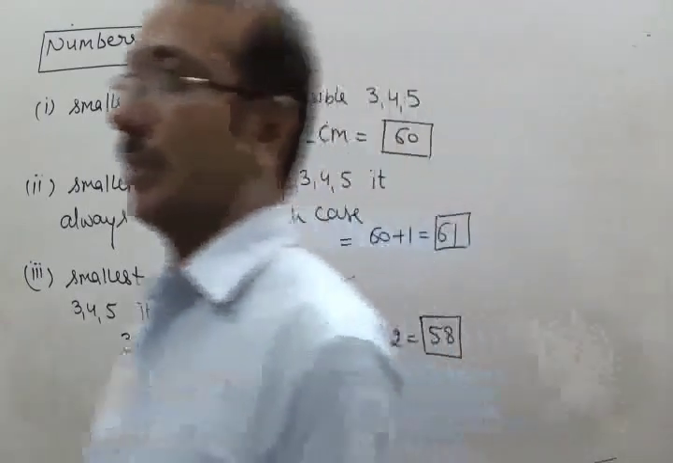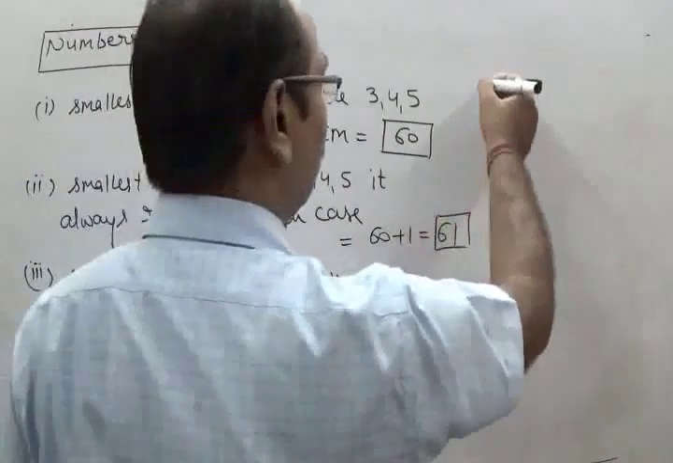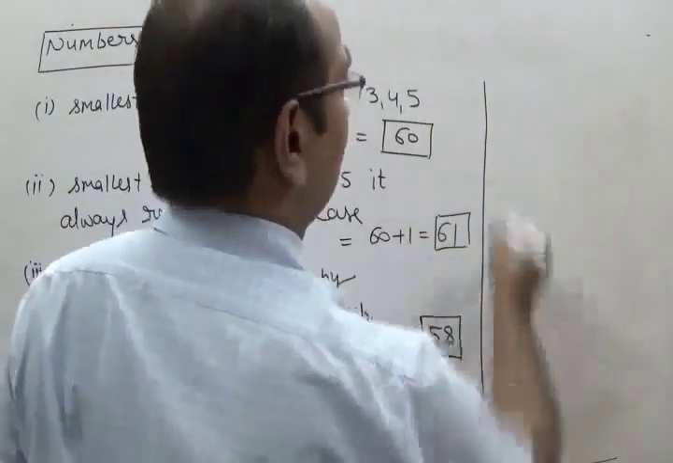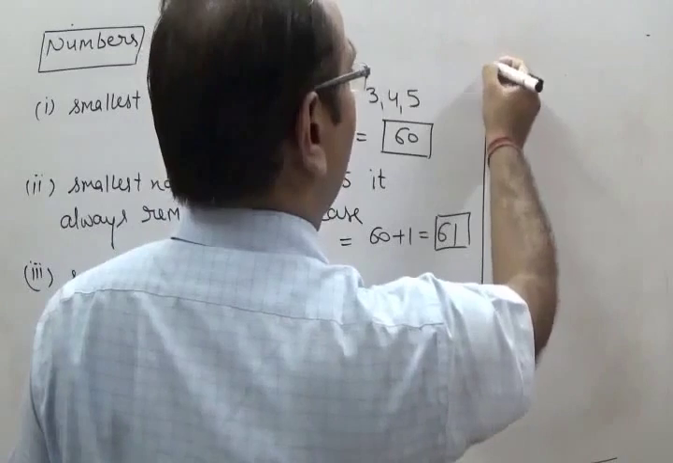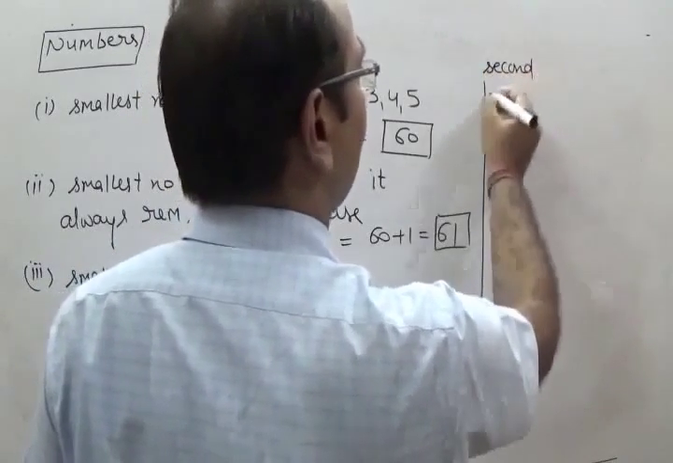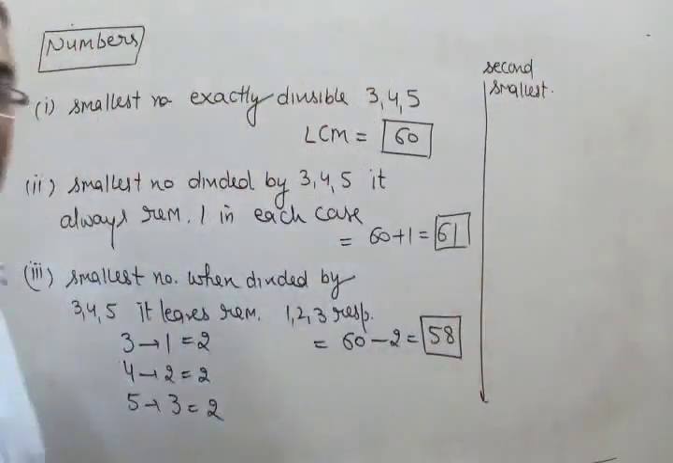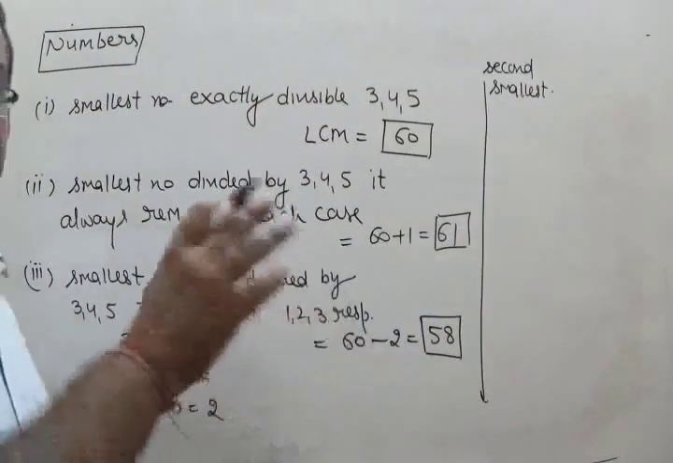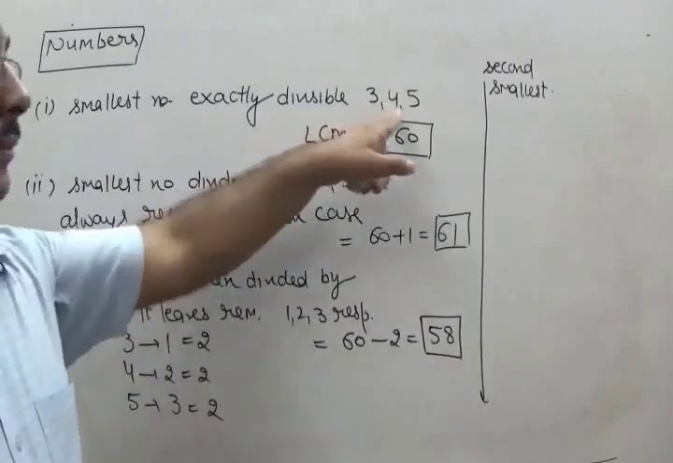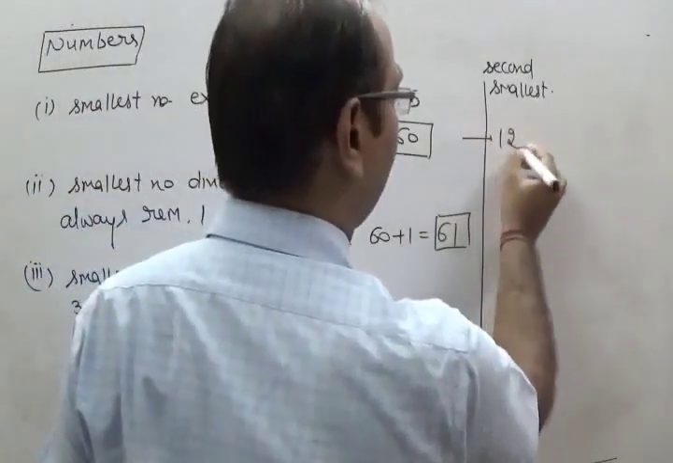Now in these questions, I just found the smallest number. Sometimes he may ask you to find the second such smallest number. Now when I look at this question, my smallest number is 60. For finding the second smallest number, I have to again add 60. Why? Because I have to add the LCM of 3, 4, 5, that is 60. My second smallest number is now equal to 120.